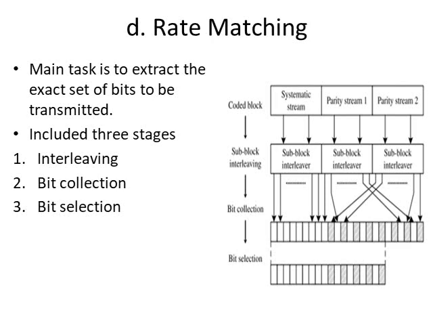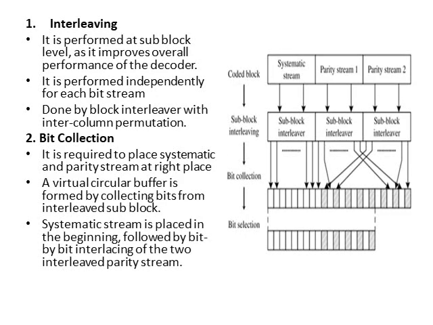The figure shows what happens to the code block in the different stages: the interleaving stage, the bit collection stage and the bit selection stage. So the first stage is the interleaving stage. Here, the coded blocks that we have are the ones formed in the code block segmentation stage, along with some CRC added and filler bits added. Let us consider that division as the systematic stream and the parity stream.